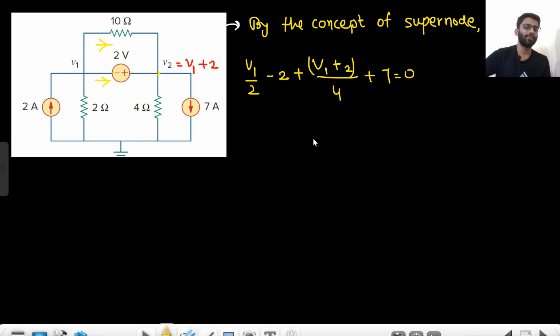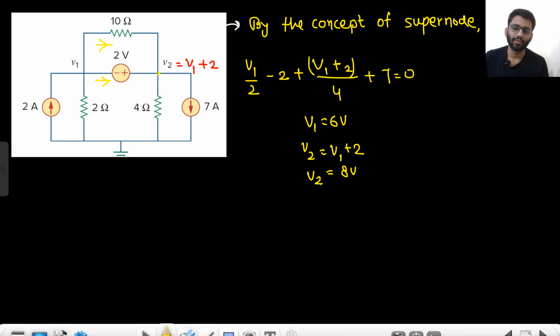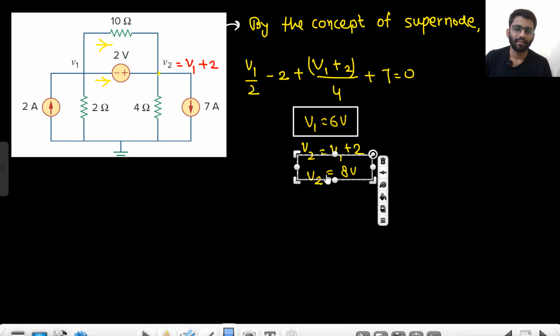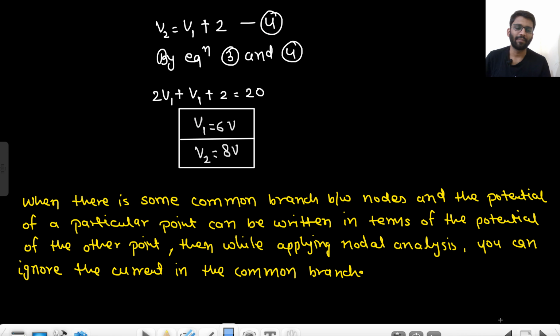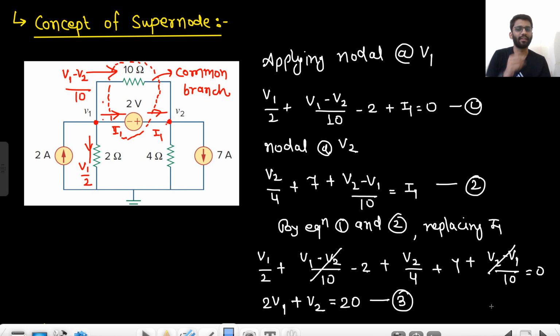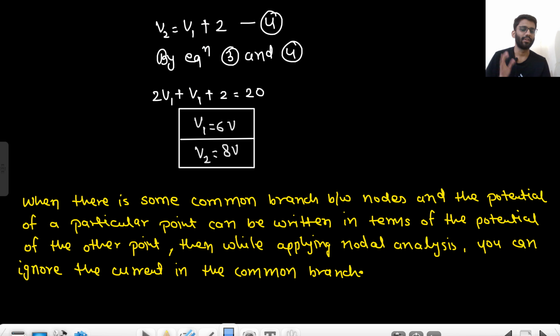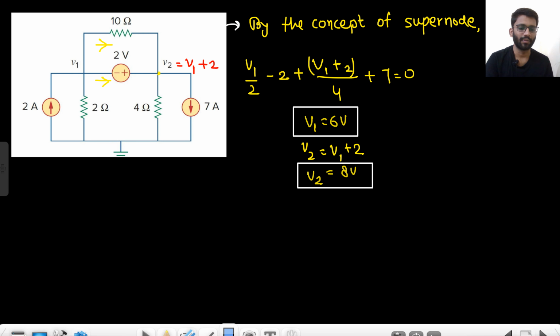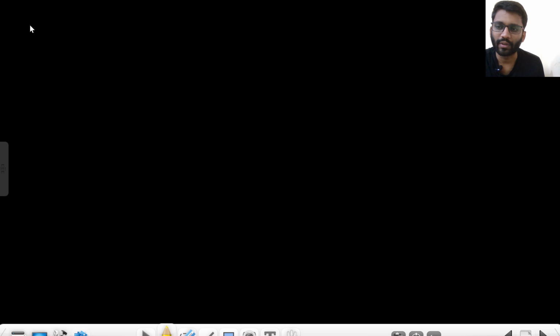So all this is reduced to only one variable and one equation. From here you will get the value of V1. Your V1 will be 6 volts, and V2 is V1 plus 2, so V2 will be 8 volts. Although this will also not take you much time. It may seem that it will take a lot of time to write this equation, but slowly you will understand that it will not take much time. But let's see one more perspective, one more way of looking at the circuit.